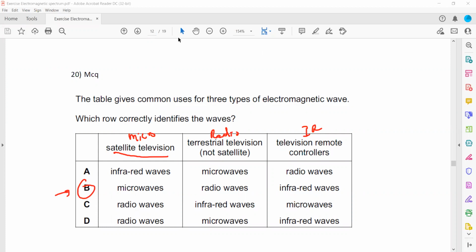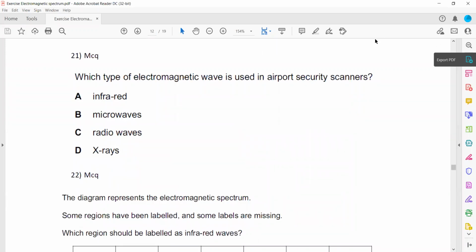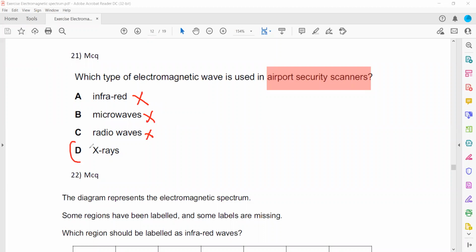As we already discussed the uses of these electromagnetic radiations, which type of electromagnetic radiation is used in airport security, like how they scan or check your luggage? They're not using infrared, not micro, not radio. Actually, it is X-ray, able to detect metallic objects. X-rays cannot pass through metals or bones.